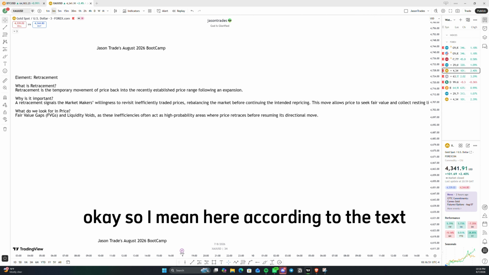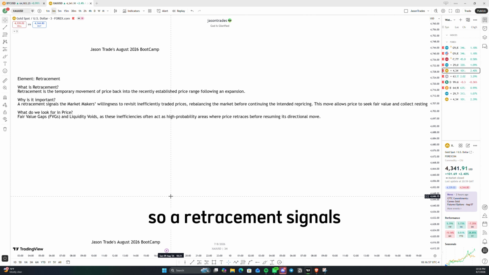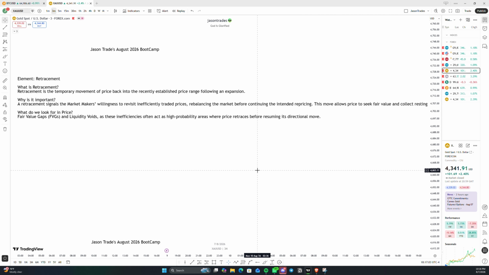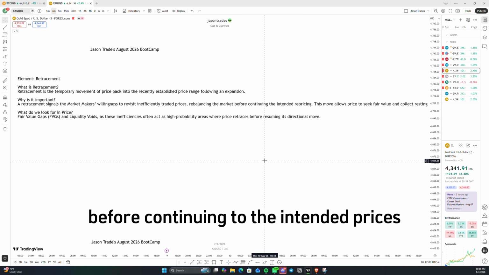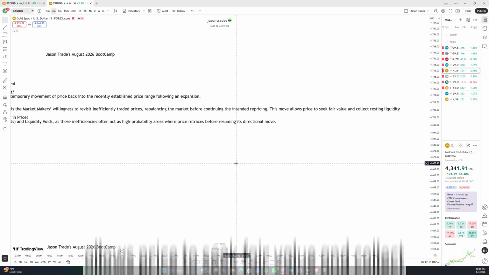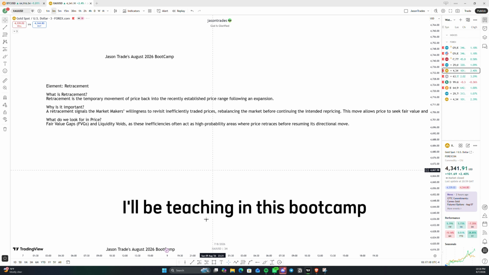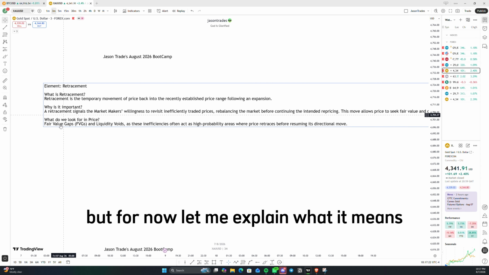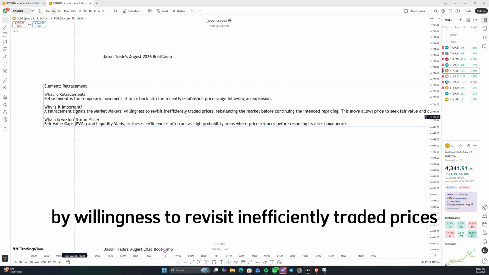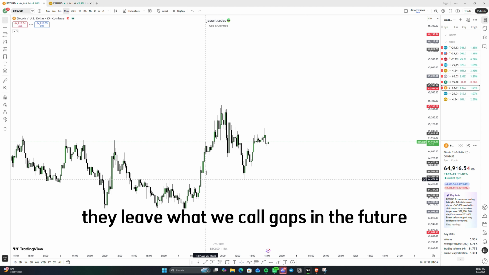Okay, so here, according to the text, we are talking about why it's important. A retracement signals the market's willingness to revisit inefficiently traded prices, rebalancing the market before continuing to the intended prices. I'll explain this in simple terms, but for now let's read. This move allows price to seek fair value and collect resting liquidity. These are all concepts I'll be teaching in this bootcamp. But for now, let me explain what it means by willingness to revisit inefficiently traded prices. Anytime markets are making impulsive moves, they leave what we call gaps.